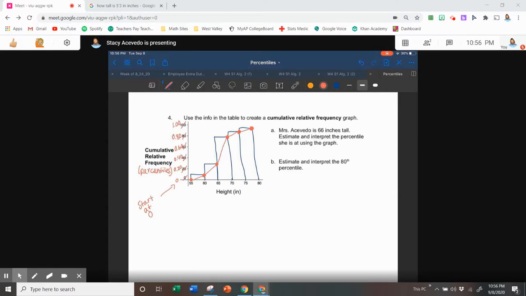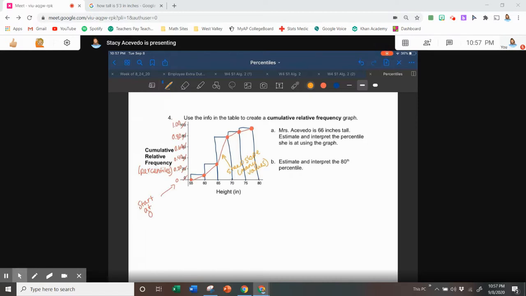Some things to keep in mind. You see where this steep slope is here? A steep slope means that there's many values between there. So when there's a big jump like that, just keep in mind there are a lot of values in that interval, 66 to 70. Now let's go ahead and start with the questions.